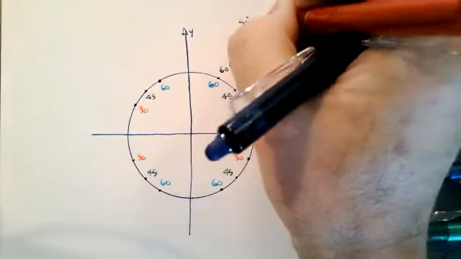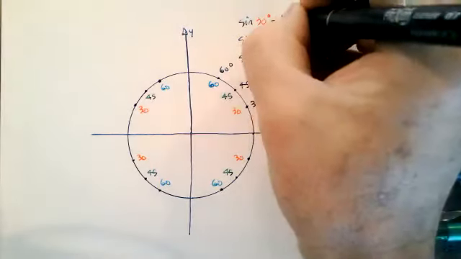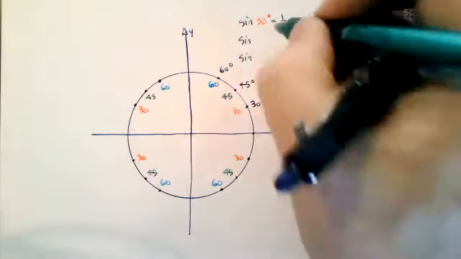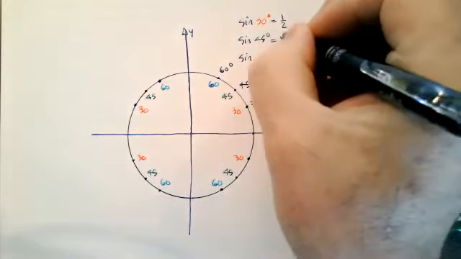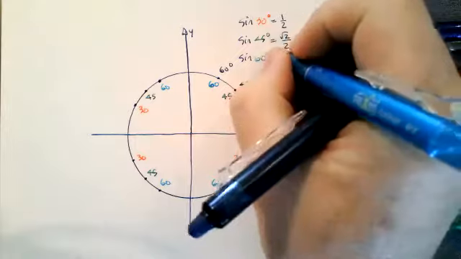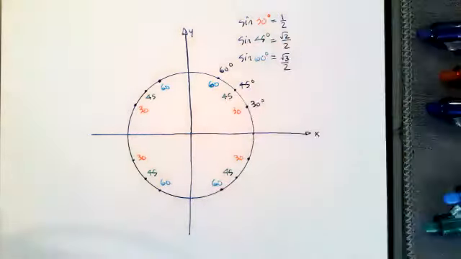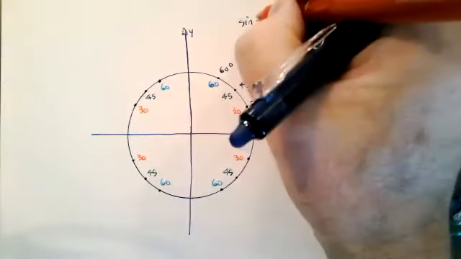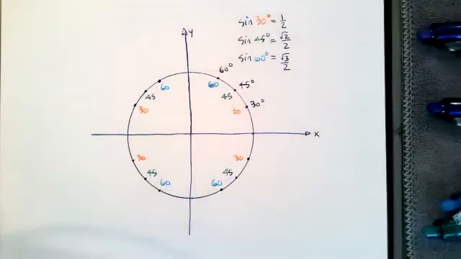So sine of 30, we know is 1/2. Sine of 45 is √2/2. And sine of 60 is √3/2. In the first quadrant, sine, cosine, and tangent are all positive. So it's all positive for sine of 30, 45, and 60.